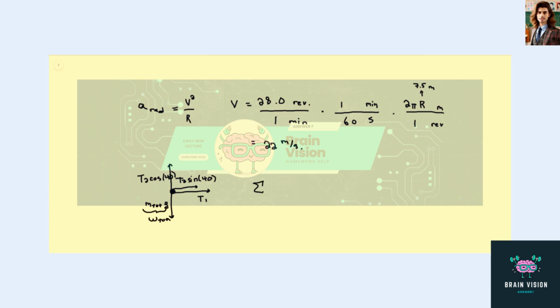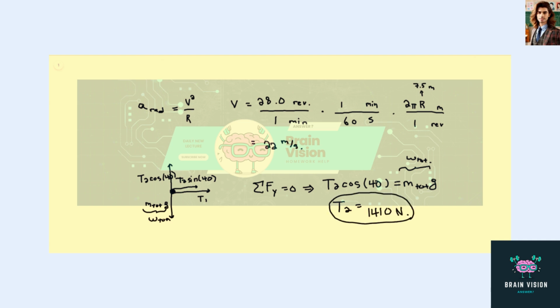So I know this thing's not accelerating in the y direction, so I can say that the sum of the forces in the y direction is equal to 0. Adding in my forces here, I get that T2 times cosine of 40 is equal to the total mass times g, which is also known as the total weight. Solving this for T2 gives me 1,410 newtons. And so that's one part of our answer.